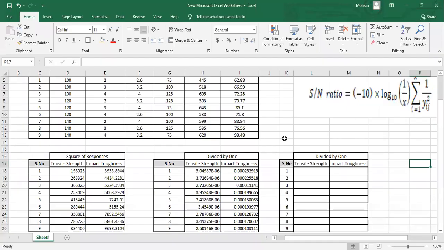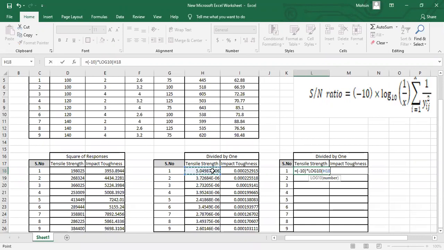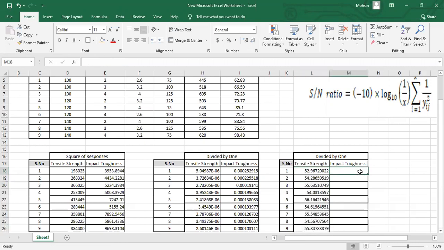In the last step, I will take the value that is obtained by 1 divided by the square. I will take log of base 10 and I will multiply it by minus 10. So the remaining portion is minus 10 multiplied by log of base 10 of this number, bracket close, and I will drag it down. So these are the signal to noise ratios for larger the better criteria for tensile strength. The same is the case for impact toughness. I will write the formula again, minus 10, multiply by log of base 10 of this number, bracket close. These are the signal to noise ratios for impact strength on the basis of larger the better criteria.